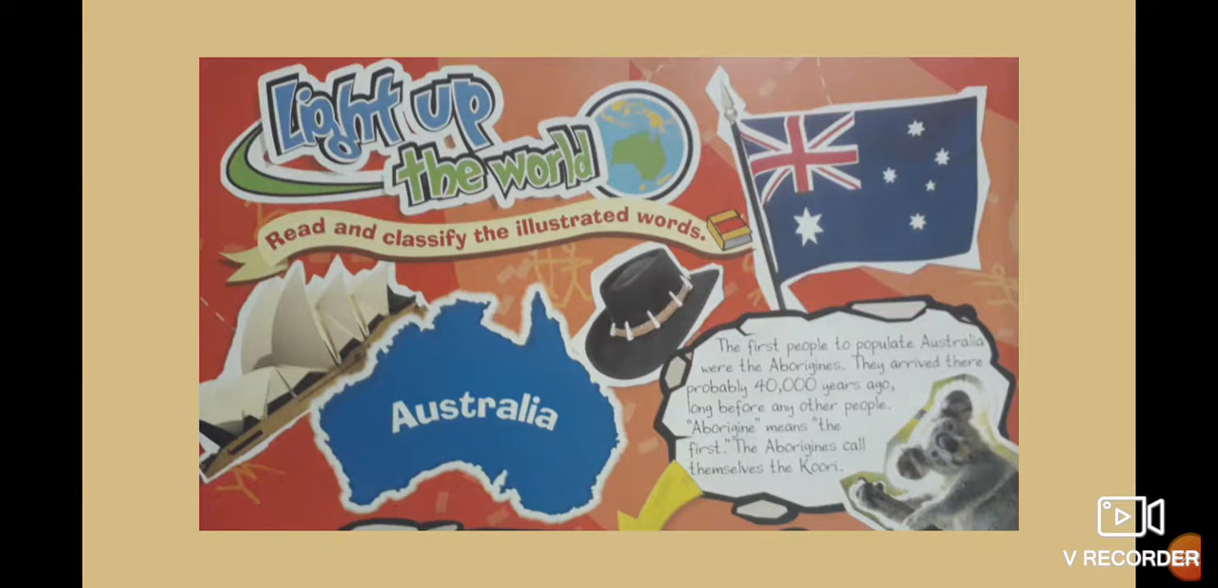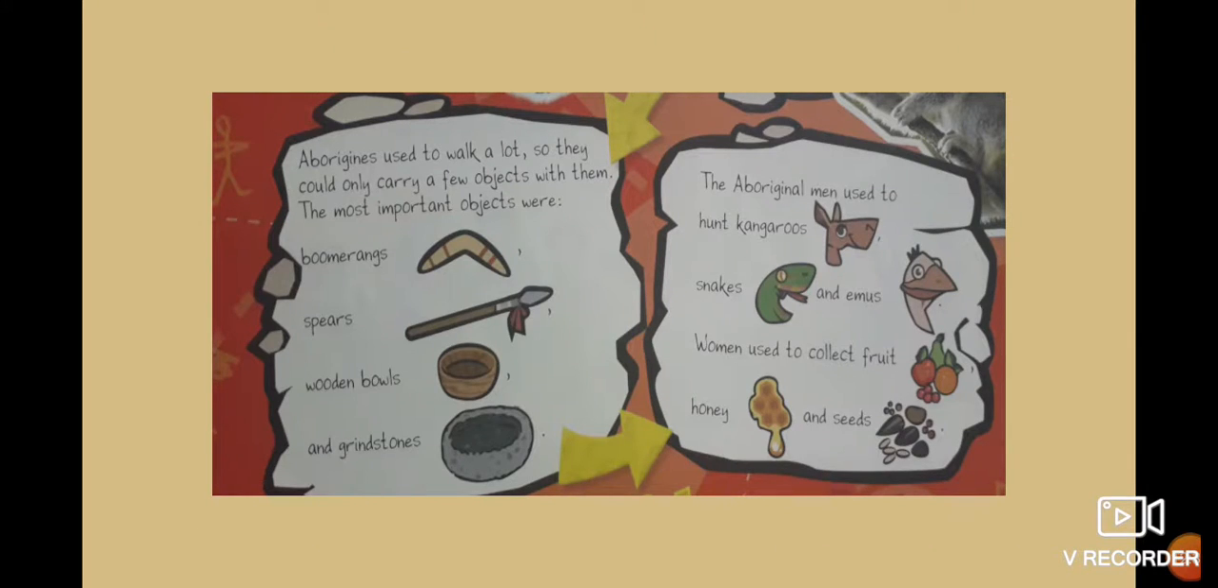You know that in Australia the capital is Sydney, and we can find different animals like koalas. These are the famous animals in this country. Aborigines used to walk a lot, and they could only carry a few objects. They walk long distances, and for that reason they don't carry many things. They only carry the objects for cutting different plants or for preparing food. That means the most important things.